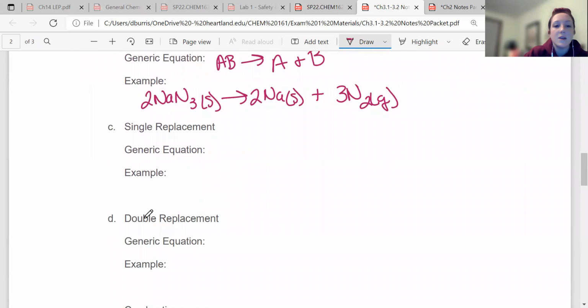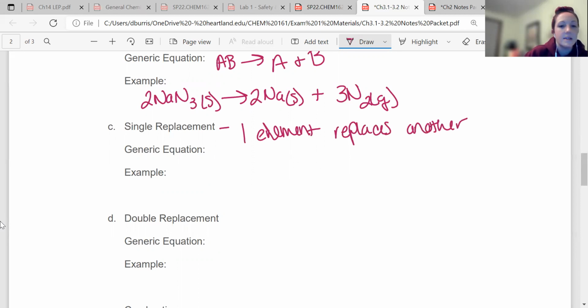Okay. Next, we have replacement reactions. So a single replacement is when one element switches places with another element. So one element replaces another. Okay, so the generic equation would be I have an element and I have a compound, and my A and B are going to switch places. So now A is going to be with C and B is going to be by itself.